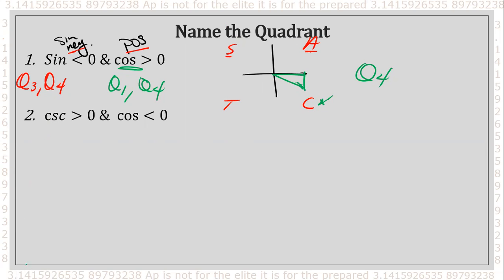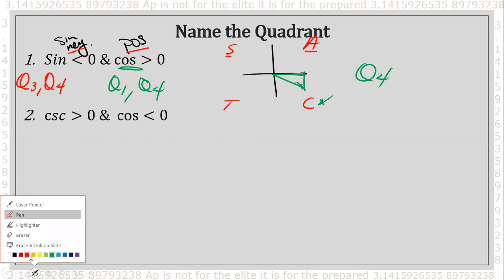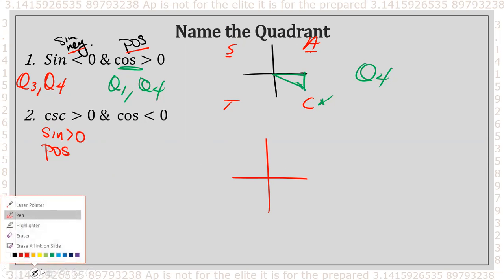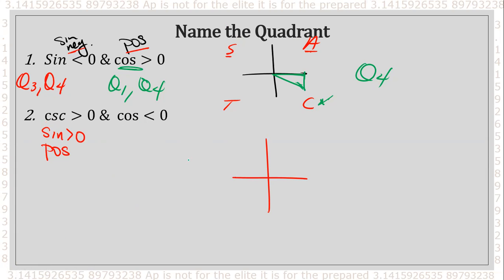Number 2 is a little bit tougher, but it's still pretty good. You're doing the exact same thing. The only thing is that I try to trick you by giving you a reciprocal. Remember, the reciprocal of cosecant is sine. So you're trying to find out where sine is positive and cosine is negative. So go ahead and give it a try. Where should this triangle exist?